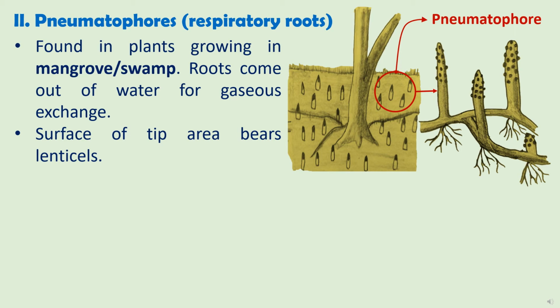Surface of these pneumatophores is covered by the cork, which is impermeable except the tip area, which bears small pores called lenticels. These lenticels allow the exchange of gases between the atmosphere and the internal tissues of a root.